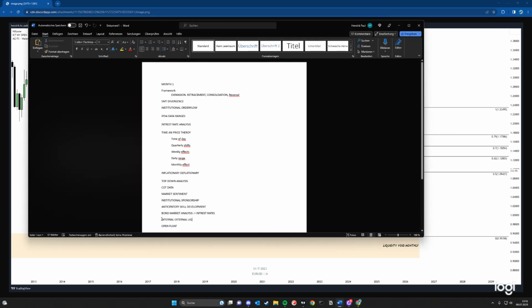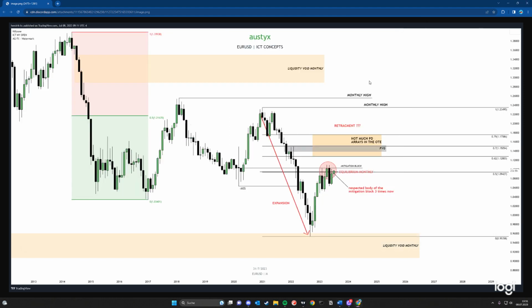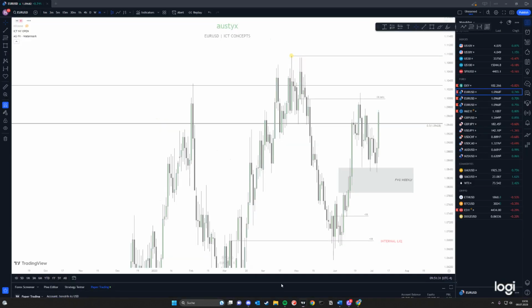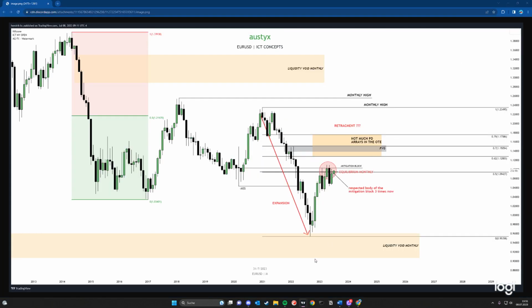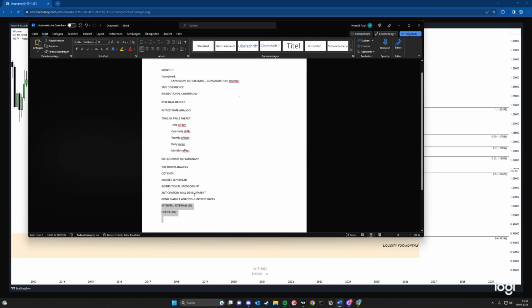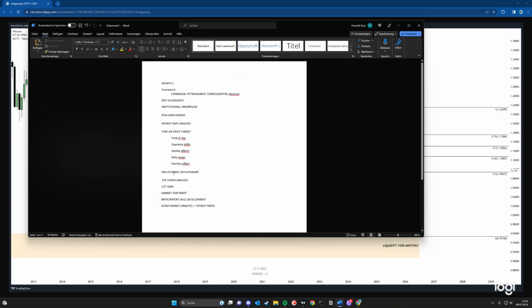Bond market analysis, the internal and external liquidity, and the open float. We just spoke about those two on the weekly time frame, I think. Maybe my internet is back. No, it isn't. But we spoke about those. Here's the internal liquidity. You can still see it. And this is external liquidity, obviously. So let's take those off. Top-down analysis, I'm going to delete this now as well.